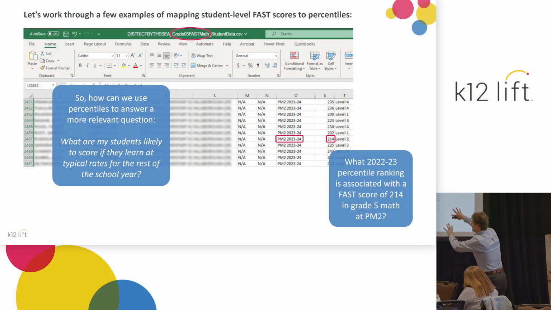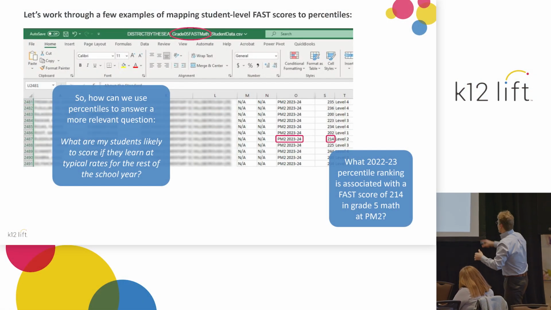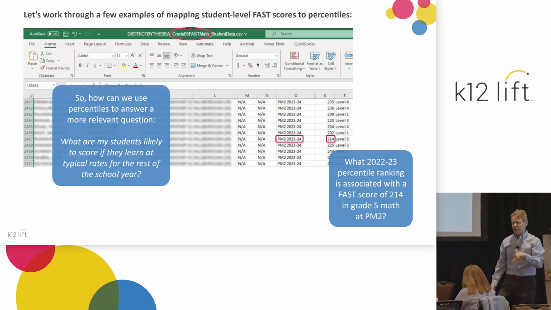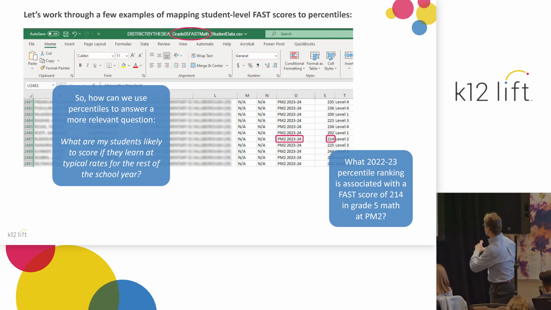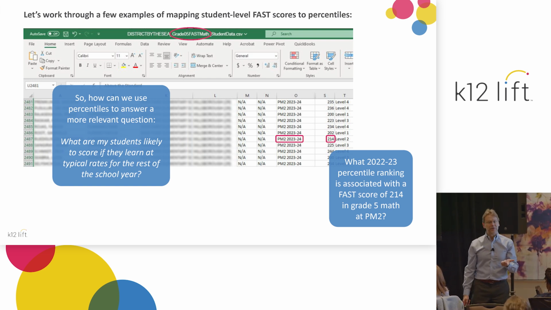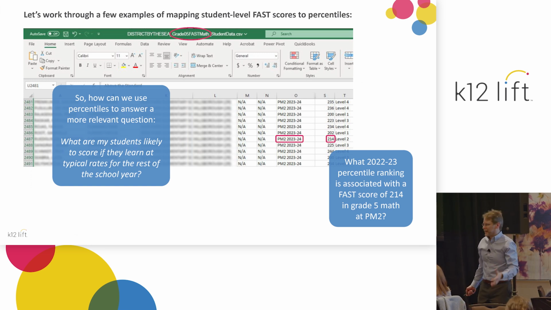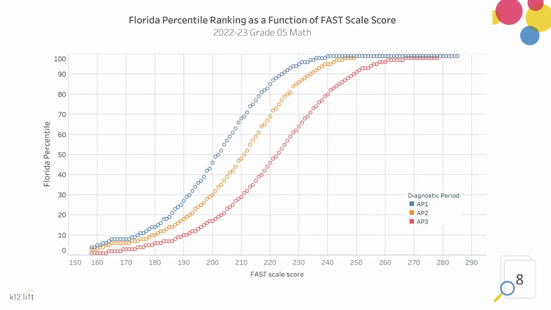I'm gonna go right back to the data reported by DOE in the spreadsheet. You pick up one scale score. What does a 214 mean at PM2 in the way of a percentile ranking? This is the part that's not obvious. It isn't reported. But if you have worked through to build out the norm curves for FAST and the Florida percentile rankings, so norm curves are just a relationship between a percentile and a scale score at a specific point in time. That's what they are. And so we did that.